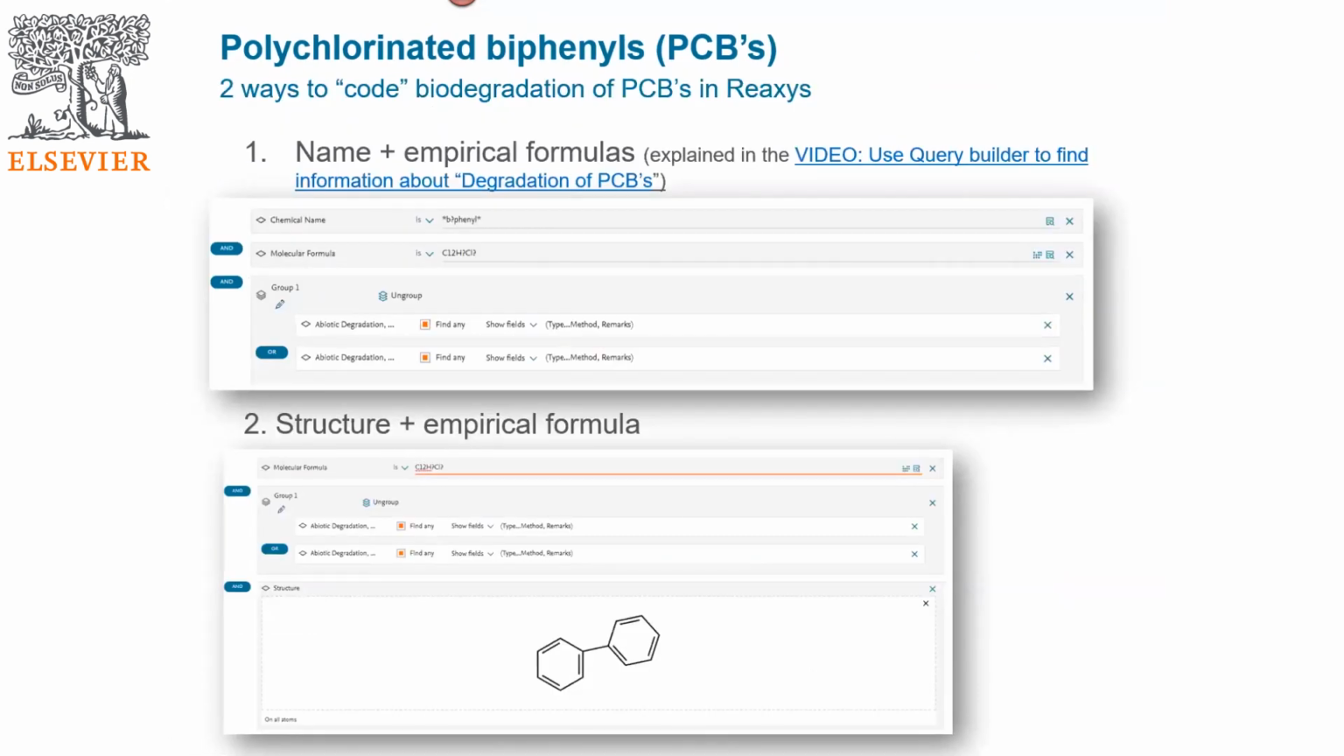What I would like to explain are two different search strategies for how to search information about biodegradation of PCBs in Reaxys. One of them is to use the name and the empirical formula, the Brutto formula, as we call it, and also some search groups related to biodegradation. The second one is to use structure, again with molecular formula and with biodegradation fields.